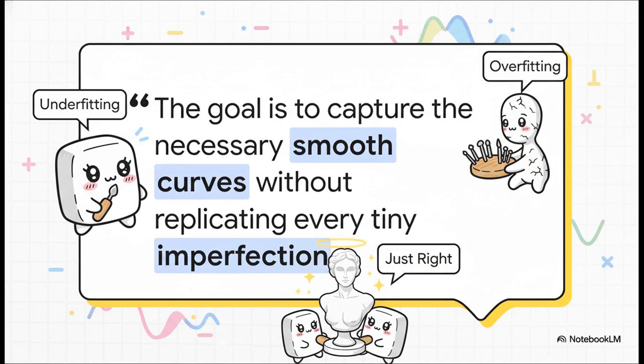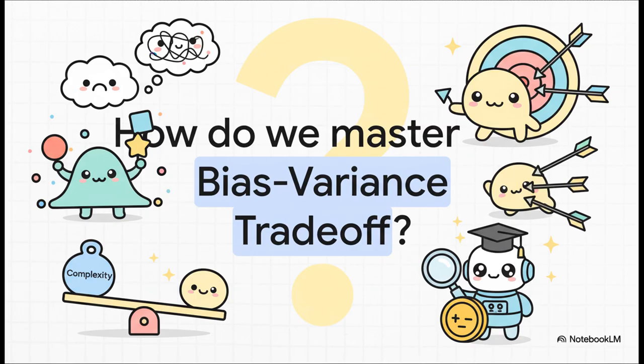And that, of course, brings us to the big question. We get it. We understand this push and pull between a model that's too simple and one that's way too complex. We know there's this fundamental trade-off between bias and variance. So how do we systematically find that perfect balance? How do we actually master this thing?